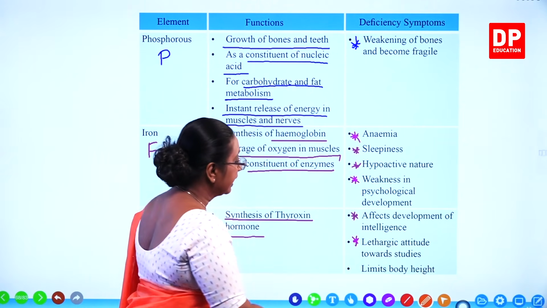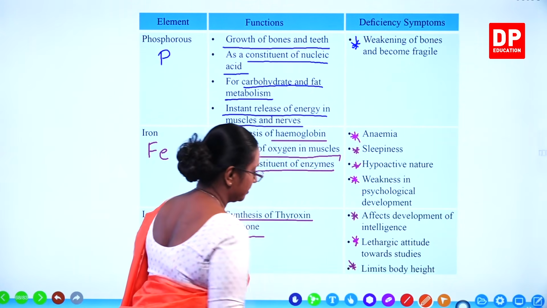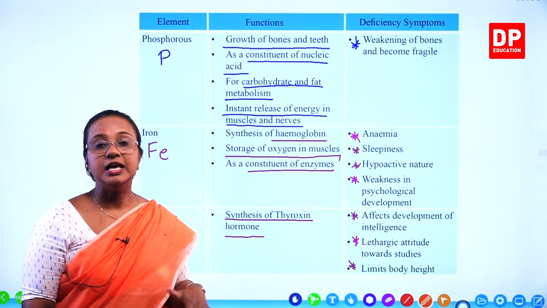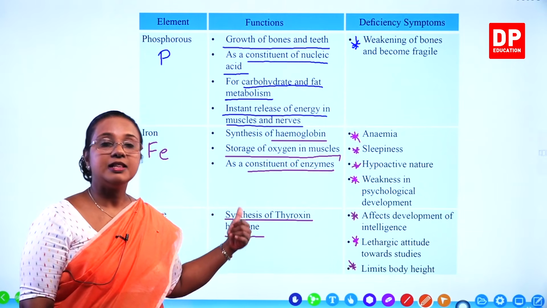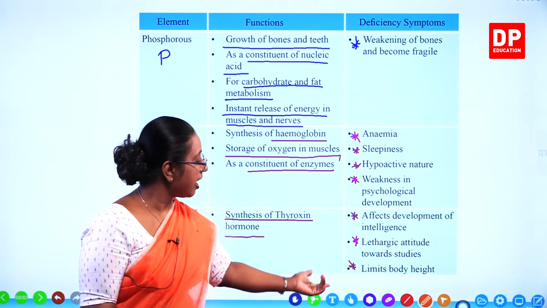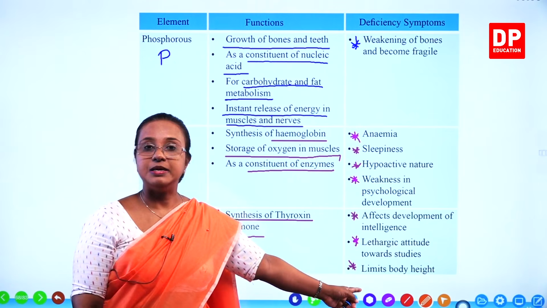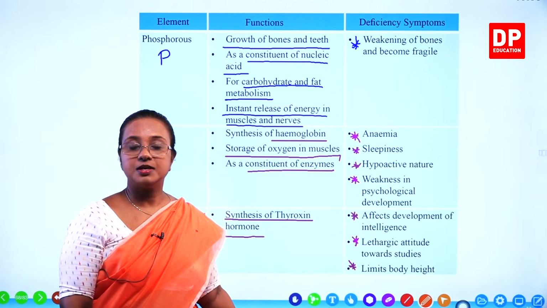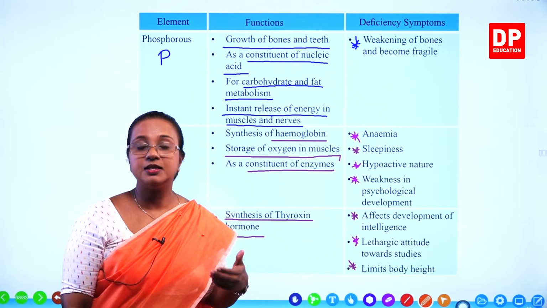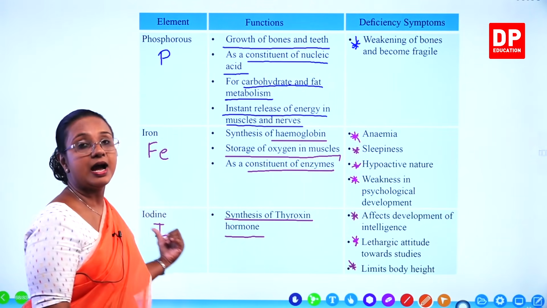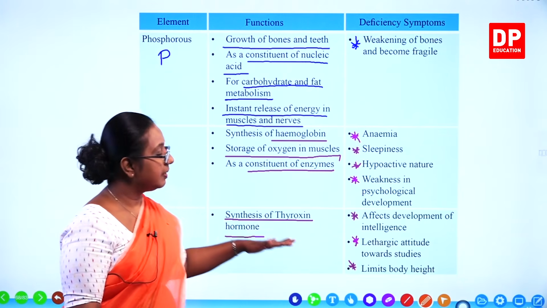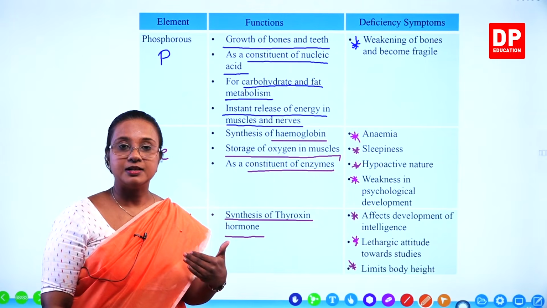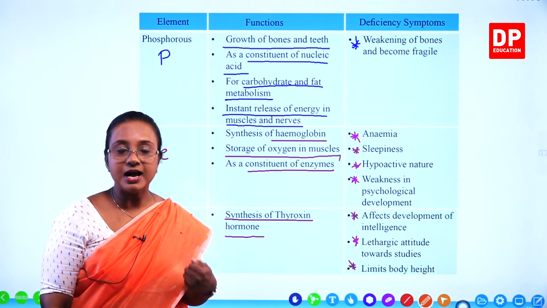And finally, it limits body height. Because thyroxine is important for the growth of the body, if you don't have enough iodine, there won't be enough thyroxine. Therefore, the body height will be limited. So these are the deficiency symptoms that you will see in a person who is deficient in iodine. So that brings us to the end of the importance of different types of minerals for humans, that is us.